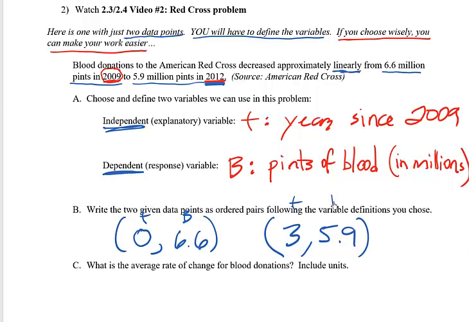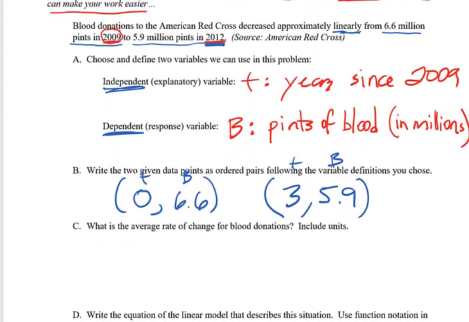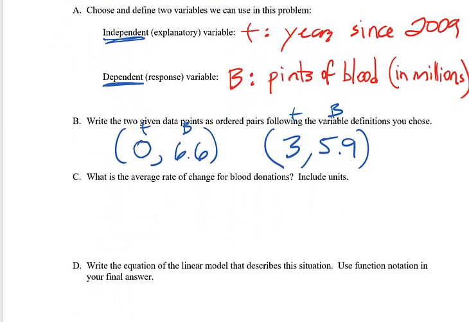That's another T, comma, B data point. This is so critical. Again, if you're going to use modeling, you need to have clear variables and be able to take the information and turn them into ordered pairs. Now that I have those, a lot of the rest of this is going to go pretty quickly.